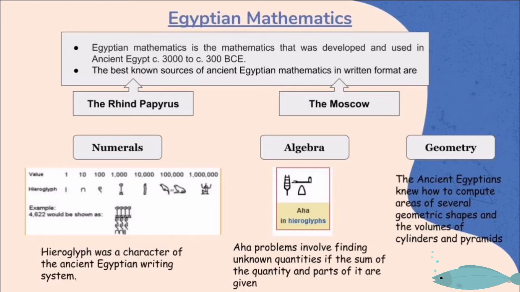There are some elements that have to be mentioned when it comes to Egyptian mathematics. The first is numerals. The picture below shows hieroglyph. Hieroglyph was a character of the ancient Egyptian writing system. Next will be algebra. The picture below shows AHA in hieroglyph. AHA problems involve finding unknown quantities if the sum of the quantity and parts of it are given.